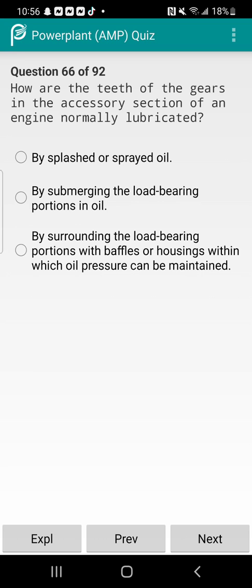How are the teeth of the gears in an accessory section of an engine normally lubricated? By splash or sprayed oil.